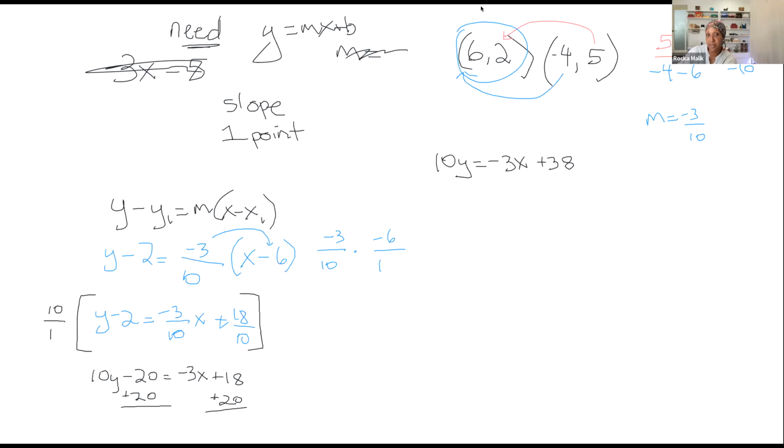And I don't need to put it in this form. I can also put it in the standard form, the x with the y's and the number on one side. So I'm going to move over this -3x to the left side. There's 3x. So it has 3x plus 10y equals 38.